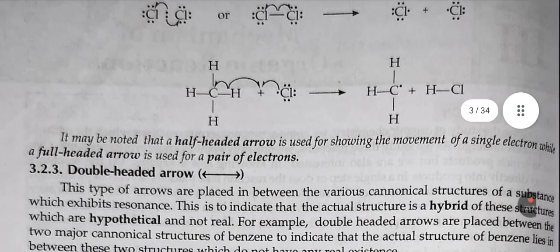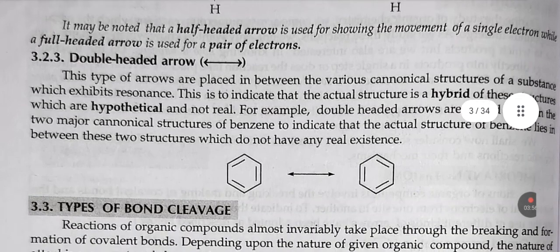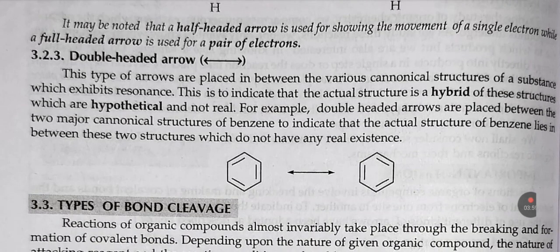Next is CH4 plus Cl. The bond between C and H will break and one electron will move to C, the other to H. One electron from Cl will move in between, which will give rise to the H-Cl bond, and the bond breaking from C-H will give rise to the CH3 free radical. It may be noted that a half-headed arrow is used to show the movement of a single electron, while a full-headed arrow is used for a pair of electrons.